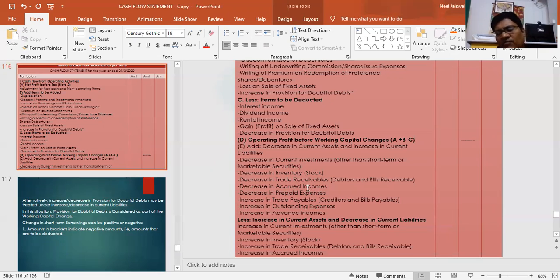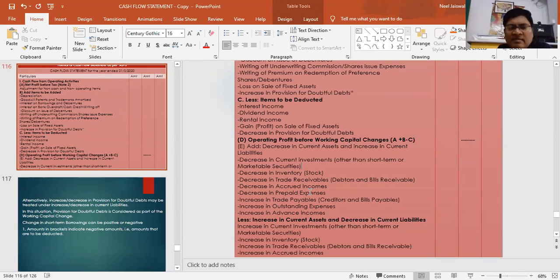Decrease in accrued income. My accrued income was there, which is an asset. Decrease means I have received the money. My accrued income is received, reduced. So decrease in this, decrease in prepaid expenses, all these things we have to add back. We notice that the decrease in all these current assets has always brought cash into the business, and that's why we are adding them.